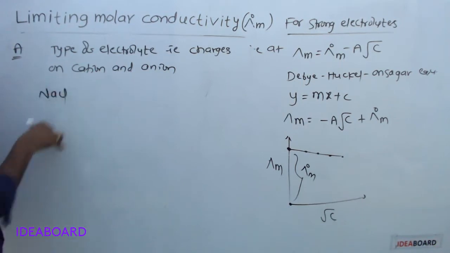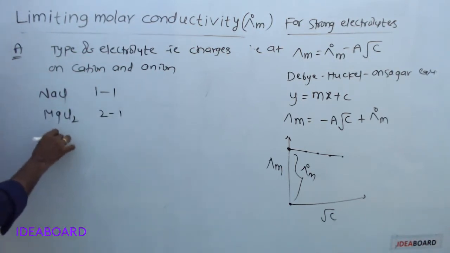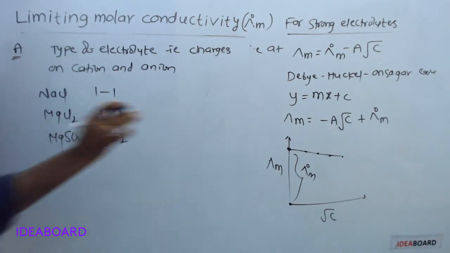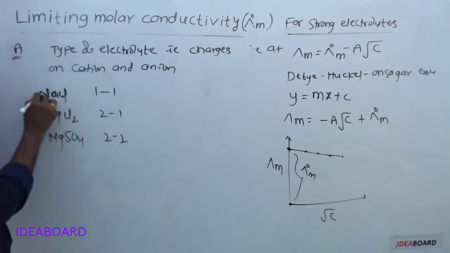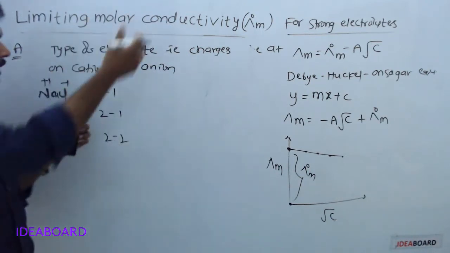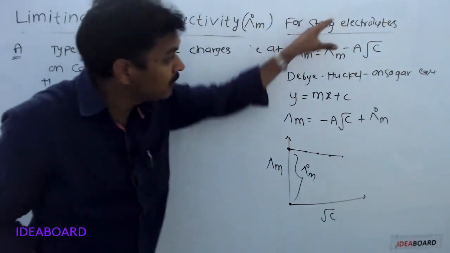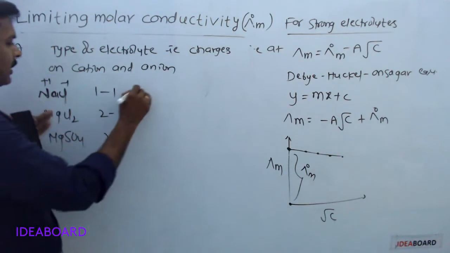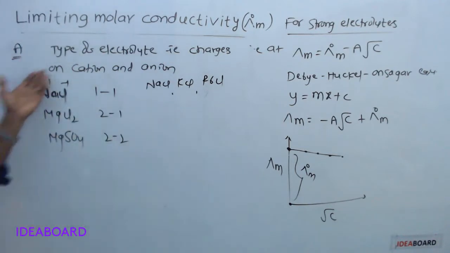If we take sodium chloride, this is a 1,1 type electrolyte. If we take magnesium chloride, this is a 2,1 type electrolyte. If we take magnesium sulfate, this is a 2,2 type electrolyte. For sodium chloride, that means Na plus 1, Cl minus 1, so this is a 1,1 type electrolyte. For 1,1 type electrolytes, this A value is common, for a given solvent and at a given temperature. For sodium chloride, potassium chloride, rubidium chloride, all these are 1,1 type electrolytes, and for all of them this A value is constant.